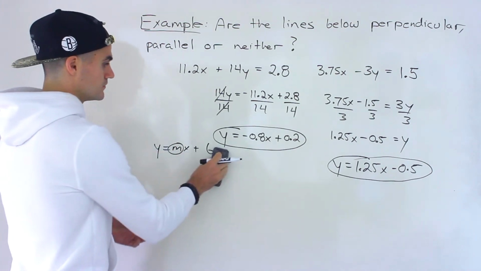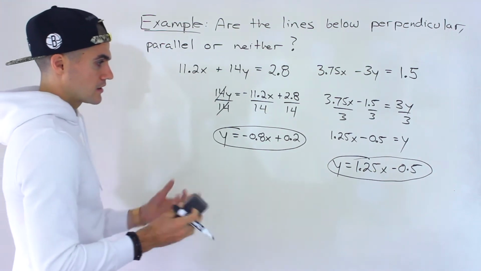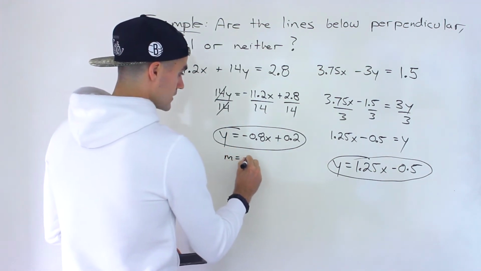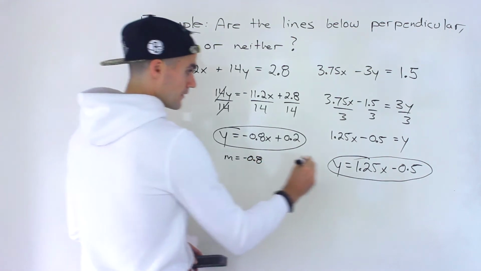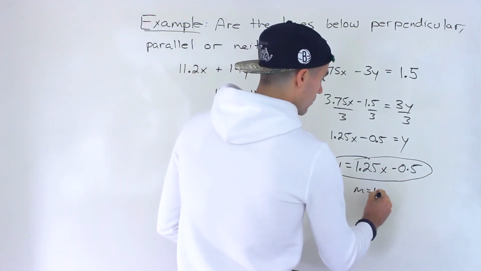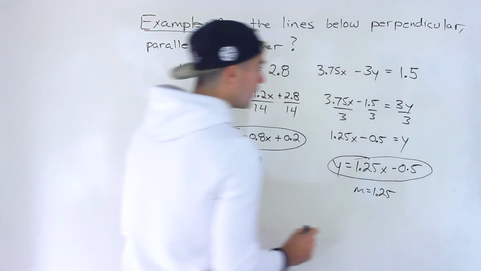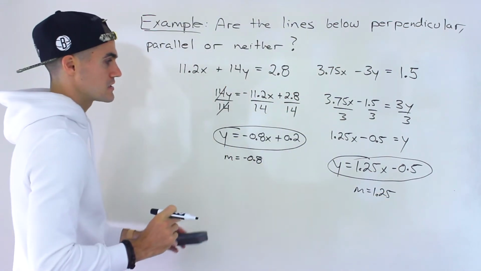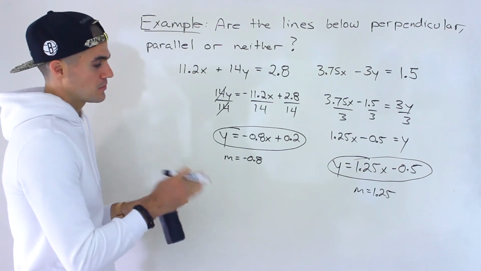From here, you can compare the slopes. What are the slopes? The slope here is negative 0.8, and the slope over here is 1.25. So we definitely know they're not going to be parallel. If they were parallel, both of these slopes would be the same. The question is, are they going to be perpendicular?